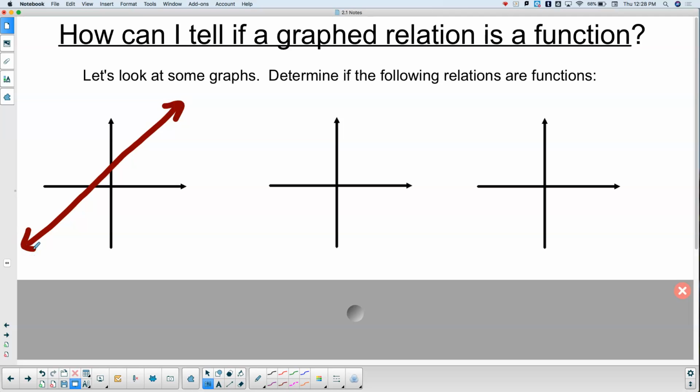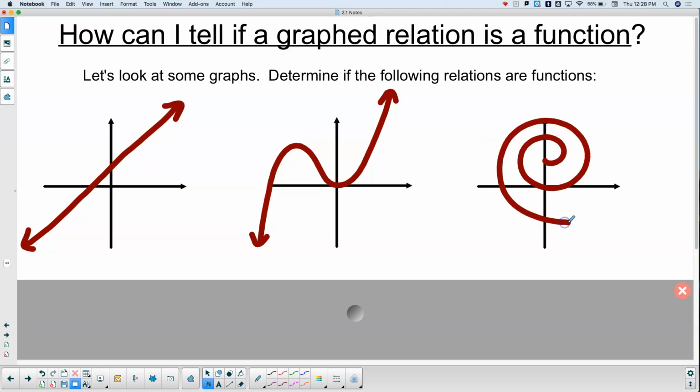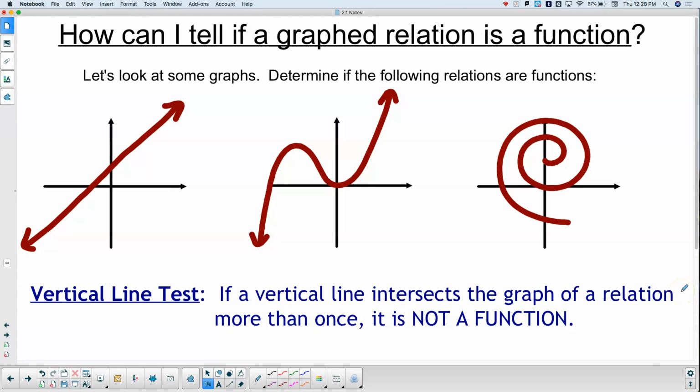Function. Okay, love it. Let's go with a cubic function. Function? Yeah, okay. Let's go with a cycloid. Whoa, why is that not a function and you guys were so sure about the other two functions? Vertical line test, love it. Can't sneak anything by you guys.